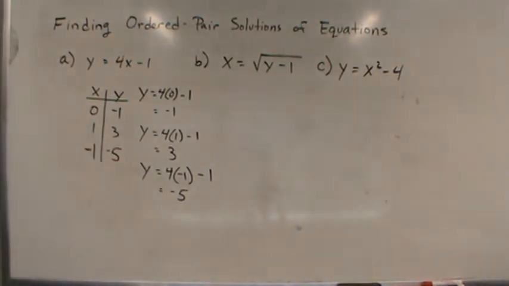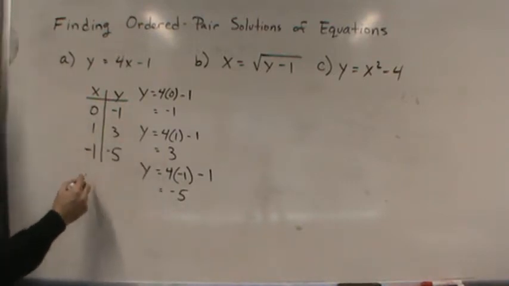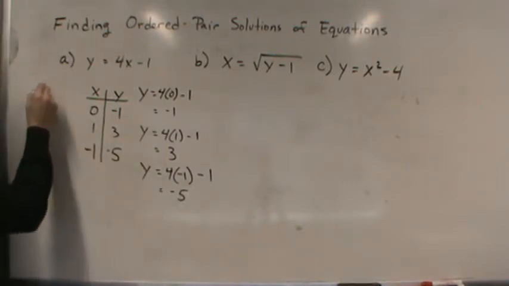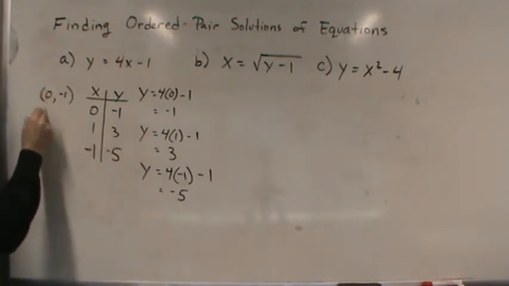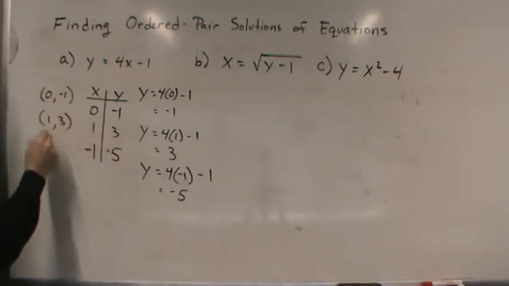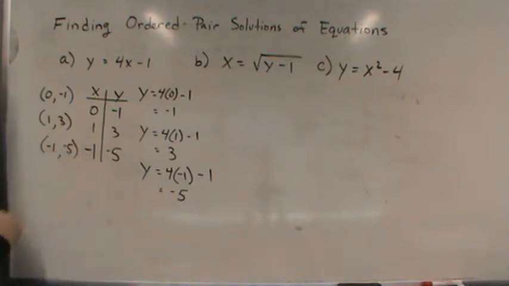Okay, so I found 3 solutions. So 3 solutions would be what? Well, one solution is 0, comma negative 1. Another solution is 1, comma 3. And another solution is negative 1, comma negative 5. Okay? Now, what about this one here?